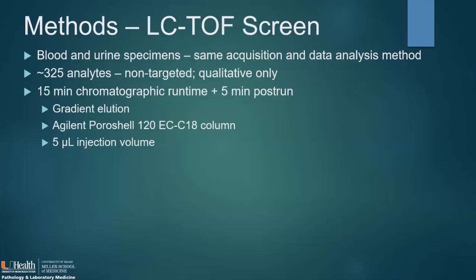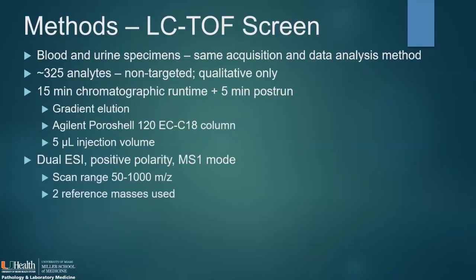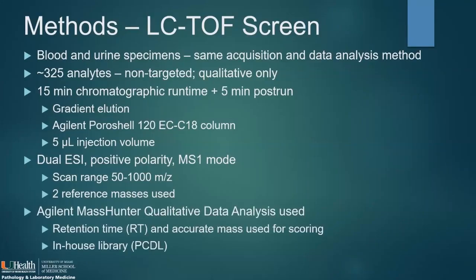Here's a little bit about our HPLC and runtime. And both of our QTOFs are dual ESI, and we are running for our TOF screen in MS1 mode, and we have a scan range from 50 to 1000 mass to charge. And we are using Agilent MassHunter Qualitative software for our data analysis. And for the LC TOF screen, we use retention time and accurate mass data for scoring. And we do have an in-house library that we use for reference.